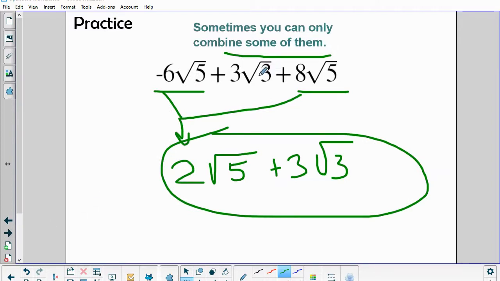Here's yet another one. On this particular problem, we actually have negative 6 times the square root of 5 and 8 times the square root of 5 on either side of this particular problem. So we're going to combine the negative 6 and the 8 together, and that will give us 2 square roots of 5. Meanwhile, you've got 3 times the square root of 3 left over, and so it will just tag along for the ride because we can't simplify it any further than we already have.